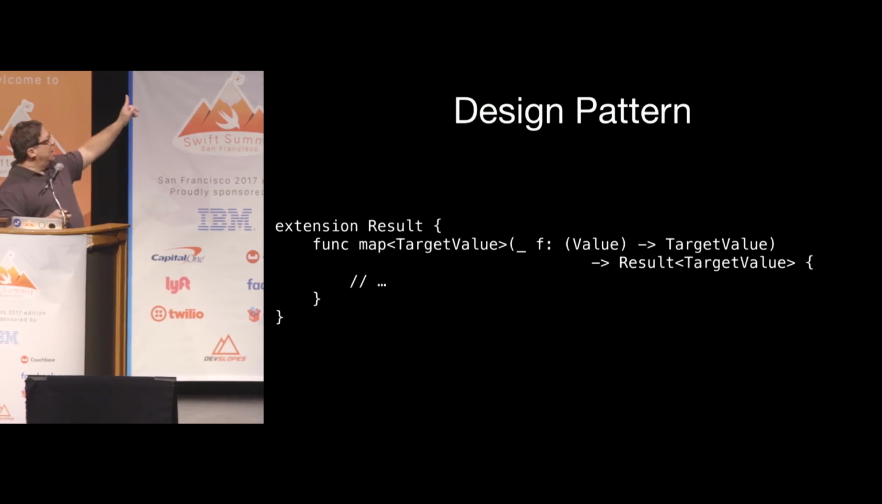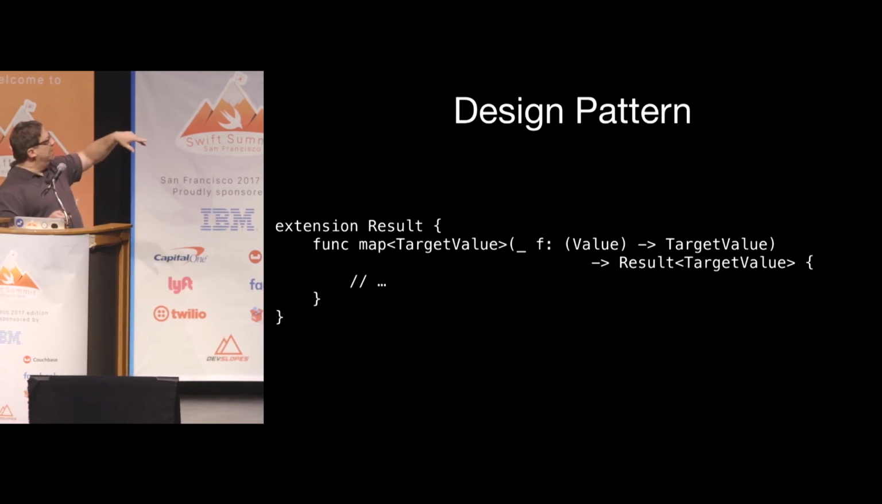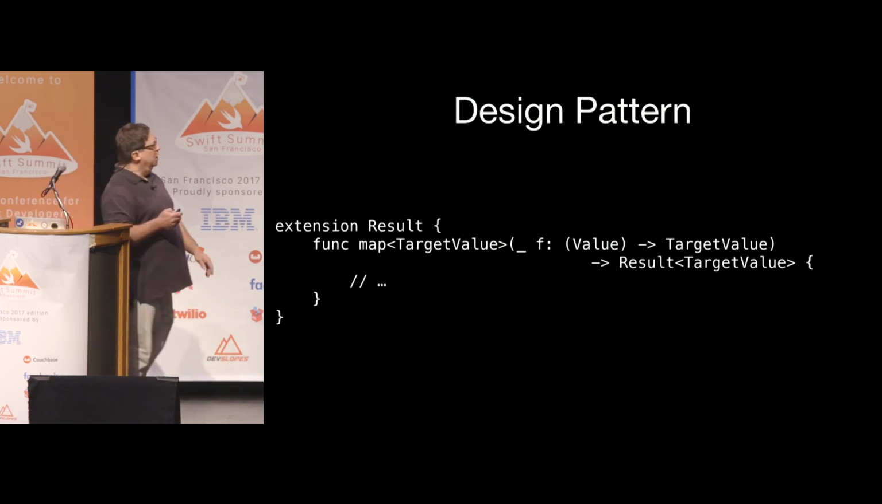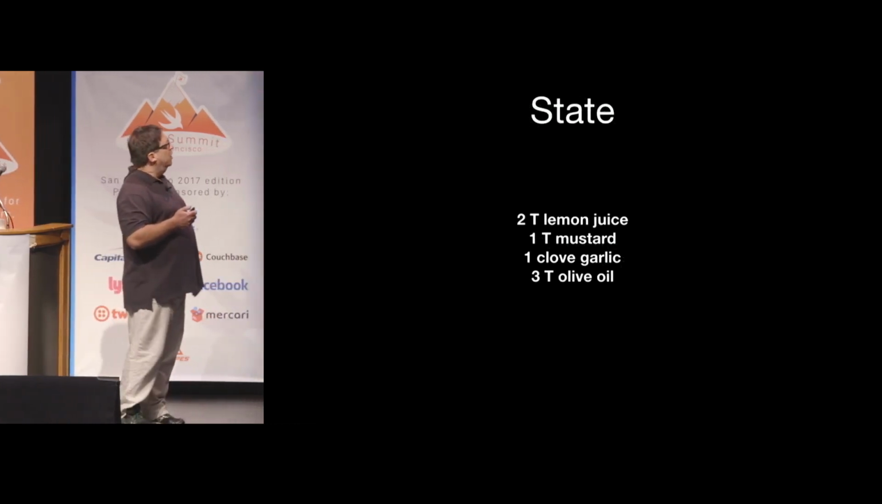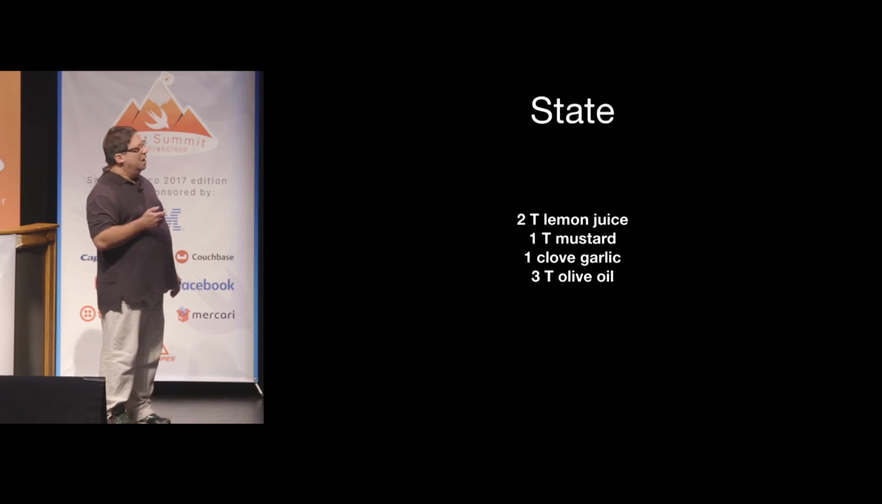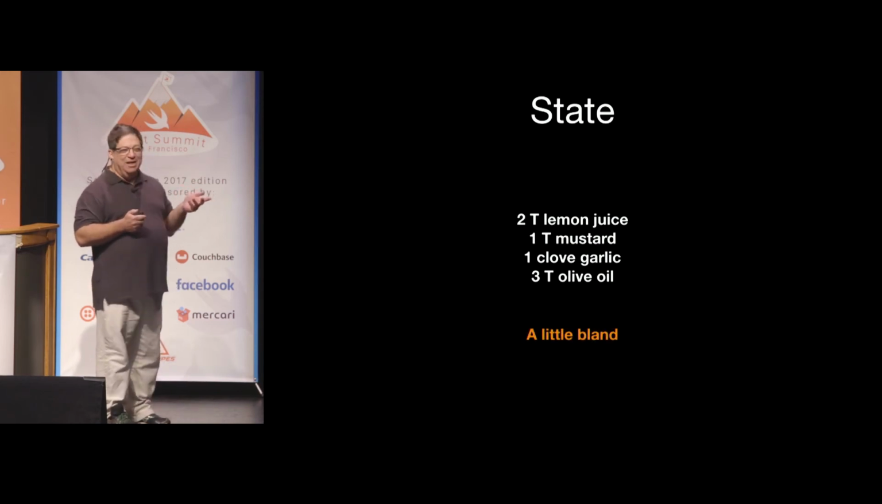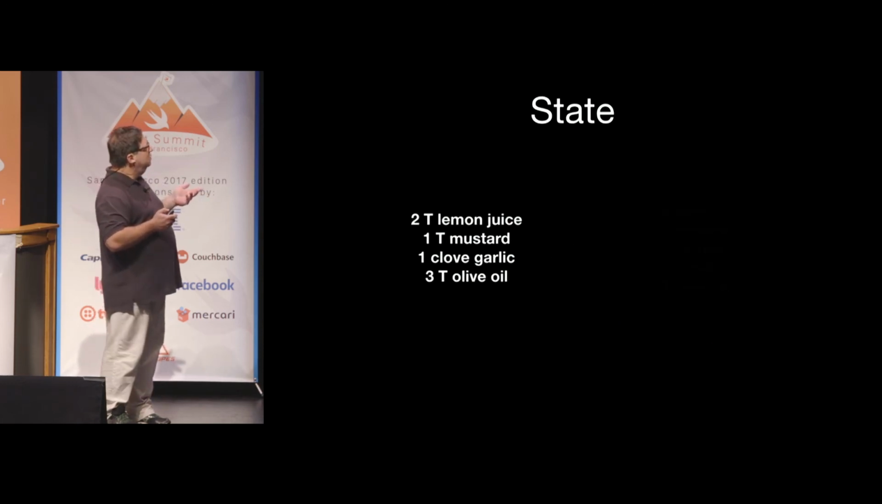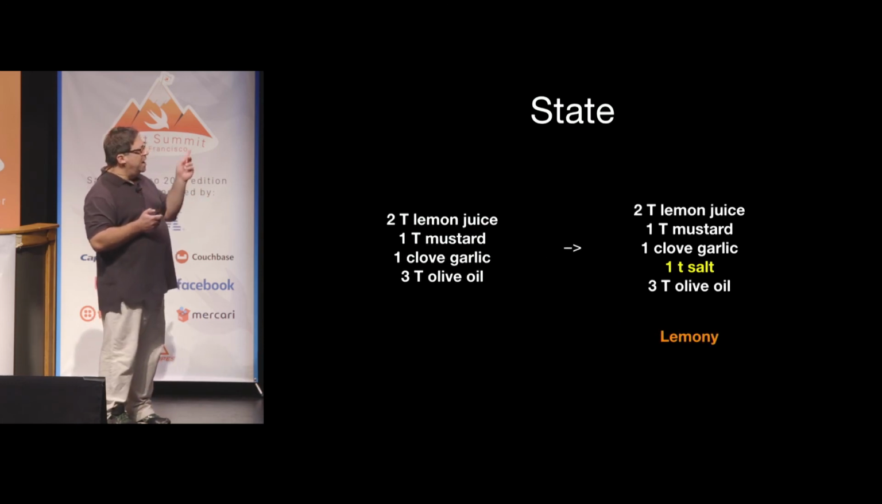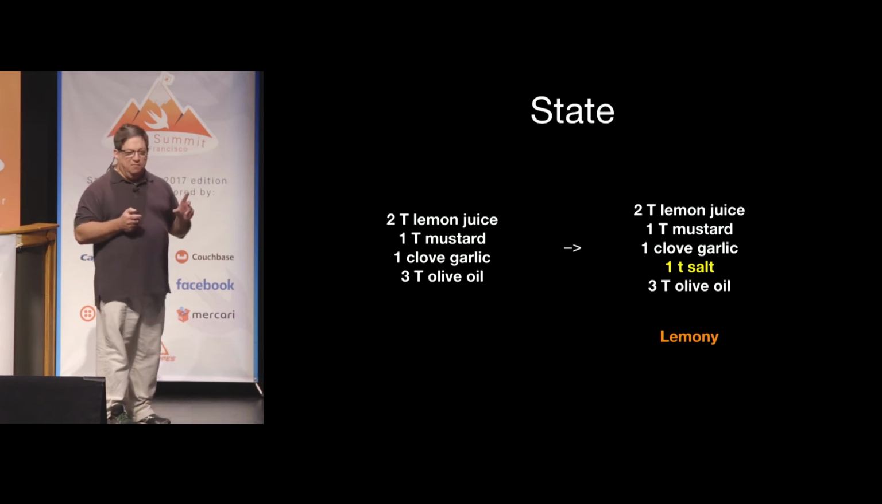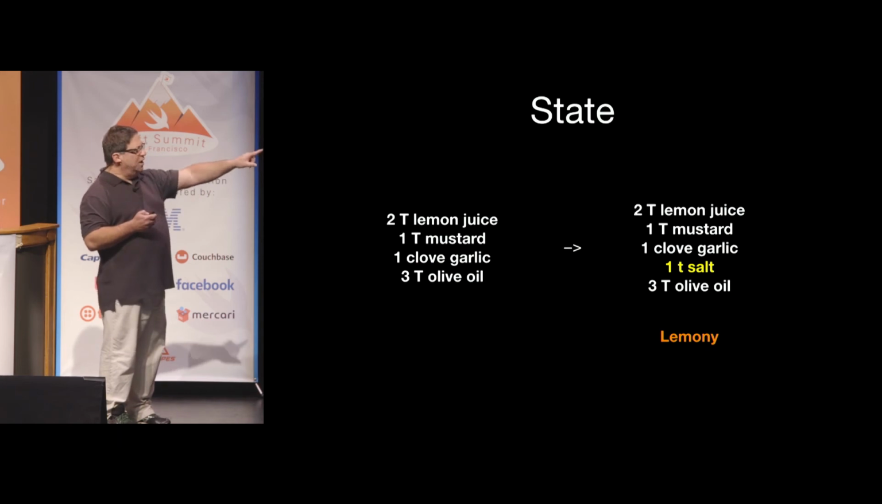And I apply my design pattern in whatever situation I am, and I get my map result that way. Okay, well, we were talking about vinaigrettes. I have this, and I taste it. It's a little bland. I think it needs salt. So I add salt, and what I get back is the new state of my vinaigrette, something new to taste, and I also get the new sort of feeling about it.